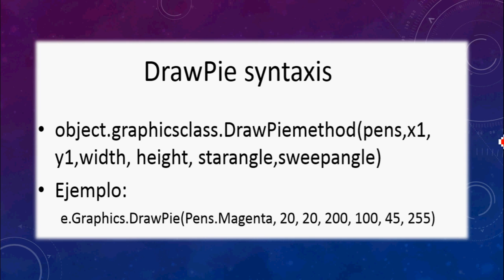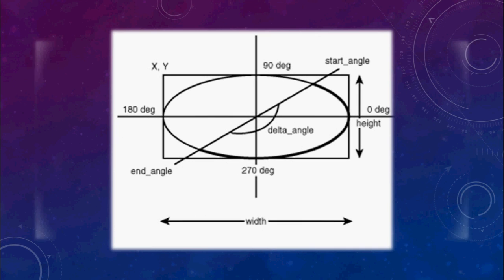e.graphic.drawPie, inside parentheses, pens.magenta, that will be a color of your choice, then 20, 20 as x and y, 200 and 100 as the width and height, and 45 to 155 as the start angle and the swept angle.